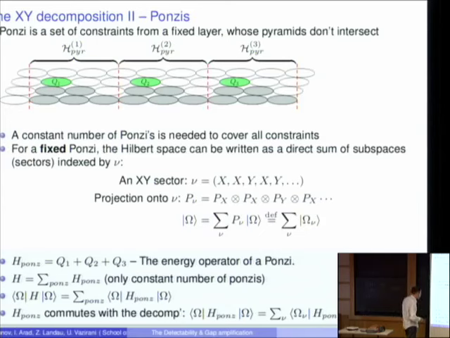And moreover, because h Ponzi is the sum of these constraints, which are inside the pyramids, so they commute with the projection into the sectors, the energy of this Hamiltonian can be written as the contribution from each one of these sectors. So there are no cross terms. Okay, so this tells us that we can analyze each one of these sectors one by one.